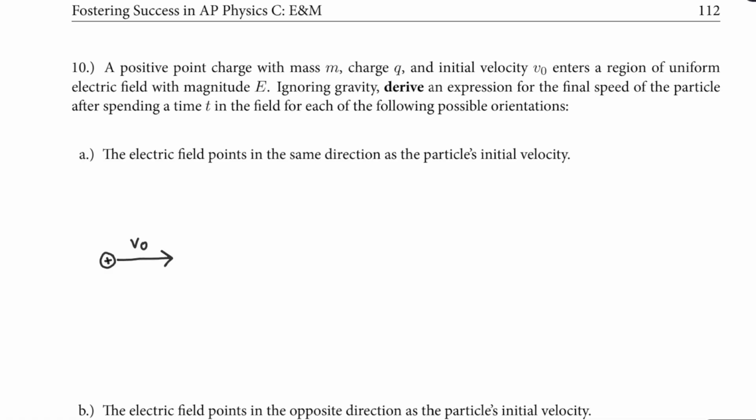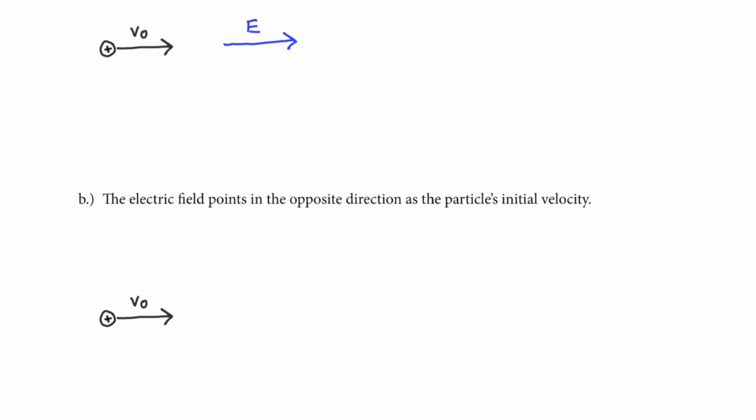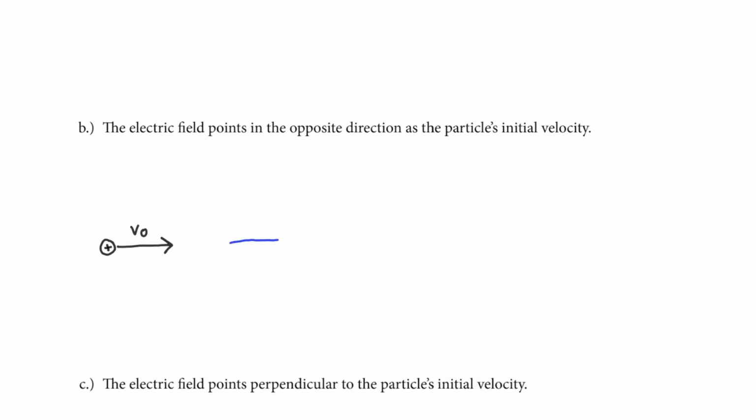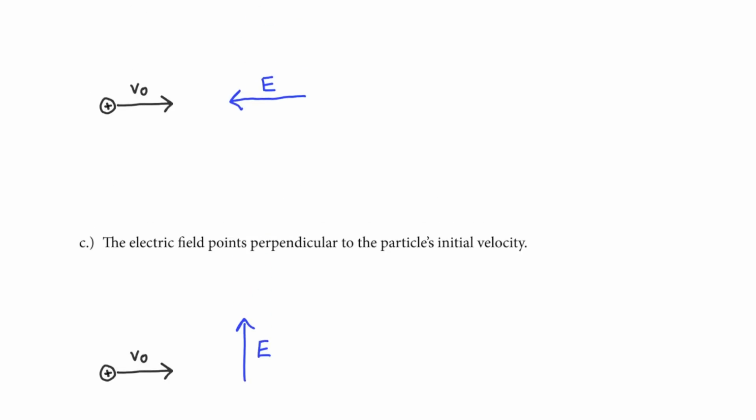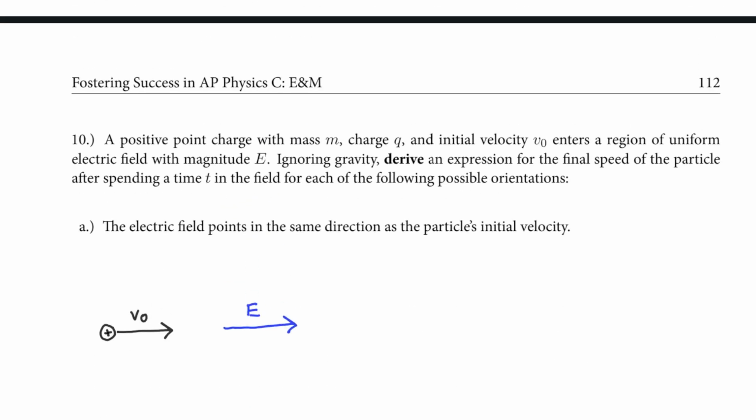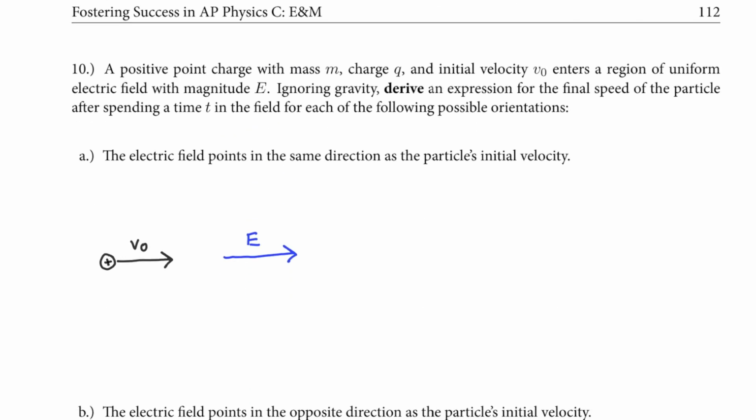Our first case is the E-field points with the charge's initial velocity. The second case is the E-field points against the initial velocity. And the third case is the E-field points perpendicular to the initial velocity. And we are interested in finding the final speed. In each case, it's going to spend time t in this E-field.